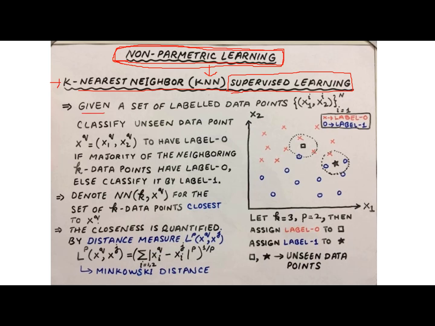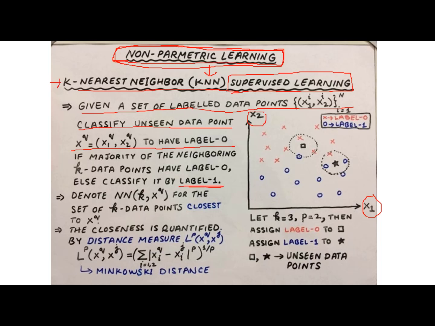In particular, I will first introduce supervised learning using the k nearest neighbor method. We're given a set of labeled data points. We are assuming that the data points have two components, x1 and x2, and we wish to classify an unseen data point, xq, to have either label 0 or label 1.